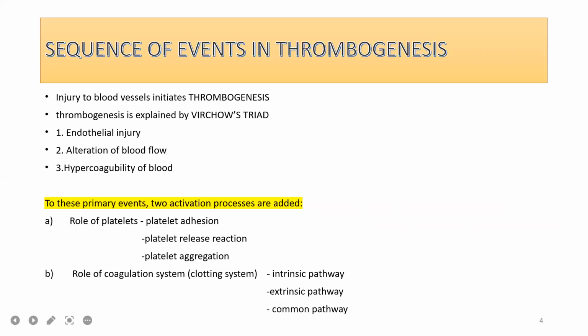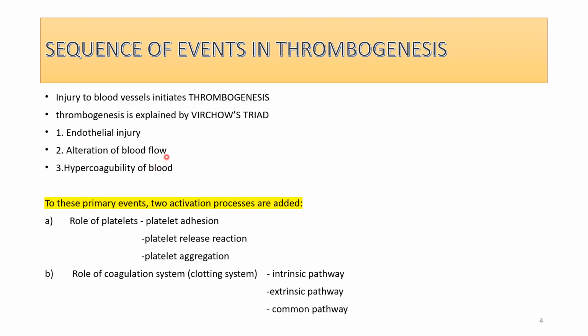Virchow's triad. A triad is usually three things. So in these three things, we have 1, 2, 3. First one is endothelial injury. Second is alteration of blood flow, and third is hypercoagulability of blood. These three things are the primary events of thrombogenesis.